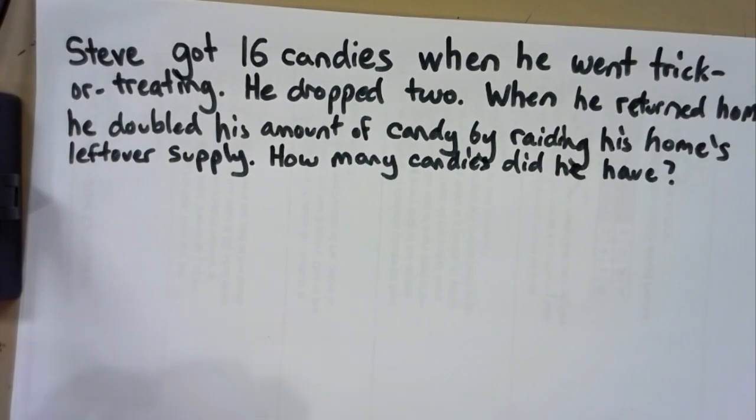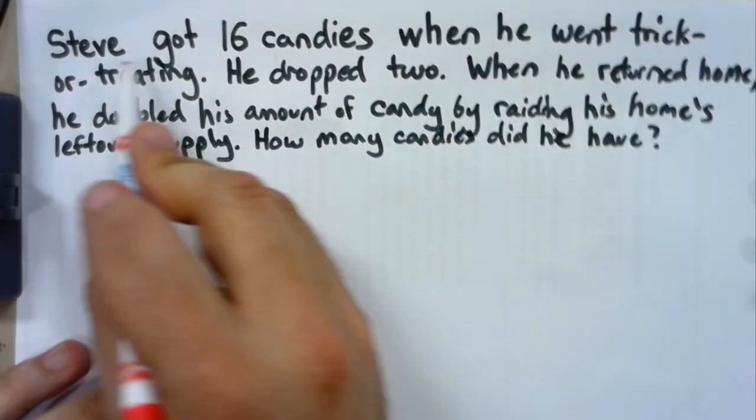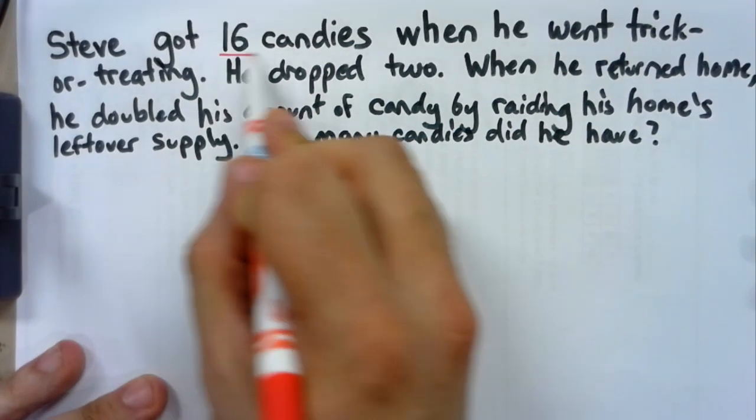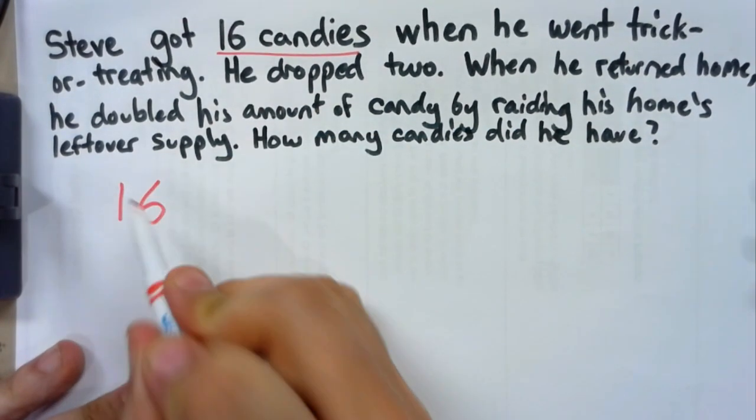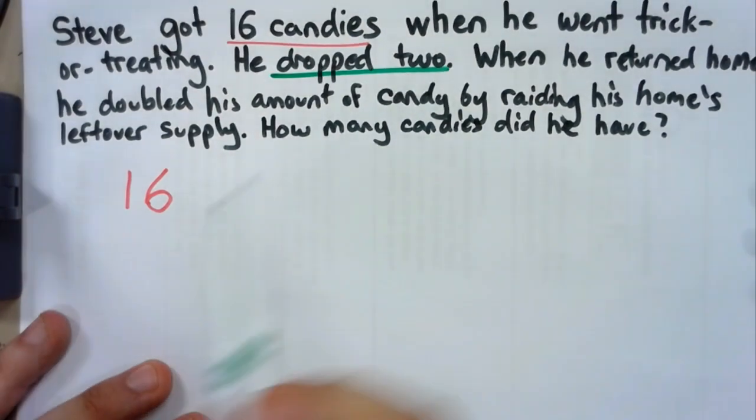Let's take a look at a word problem, though, and you'll see that sometimes it gets a little bit more complicated. Steve got 16 candies when he went trick-or-treating. He dropped 2. When he returned home, he doubled his amount of candy by raiding his home's leftover supply. How many candies did he have? All right, so we know he got 16 candies when he went trick-or-treating. So I got 16 here. But then he dropped 2.